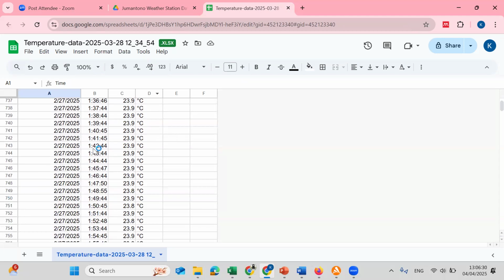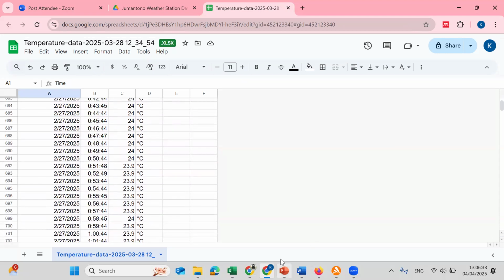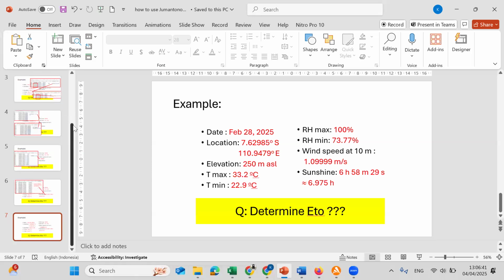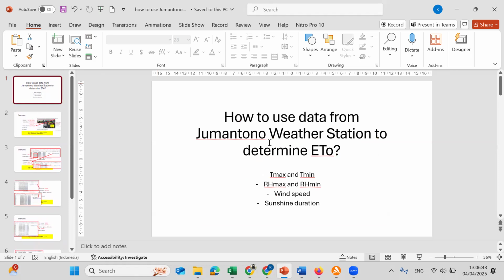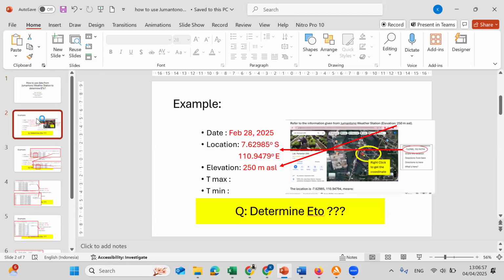So for now, I will give you an example of how to determine your data from the Jumantono data. As we know, you will have to determine the maximum and minimum temperature, maximum and minimum relative humidity, the wind speed, and the sunshine duration. First, I will give you the example of February 28. This is how to determine the data for February 28, 2025.